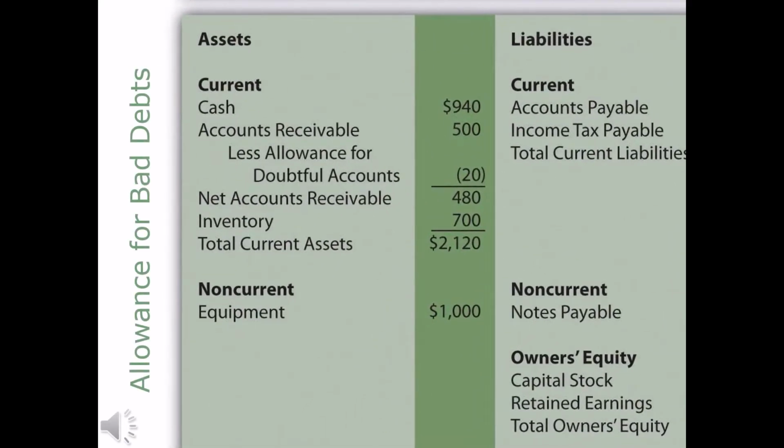As you can see here, the accounts receivable amount is reduced by our allowance for doubtful accounts. These two amounts netted together is called net accounts receivable, and it is our net realizable value. It's what we believe we really can collect on our accounts receivable.